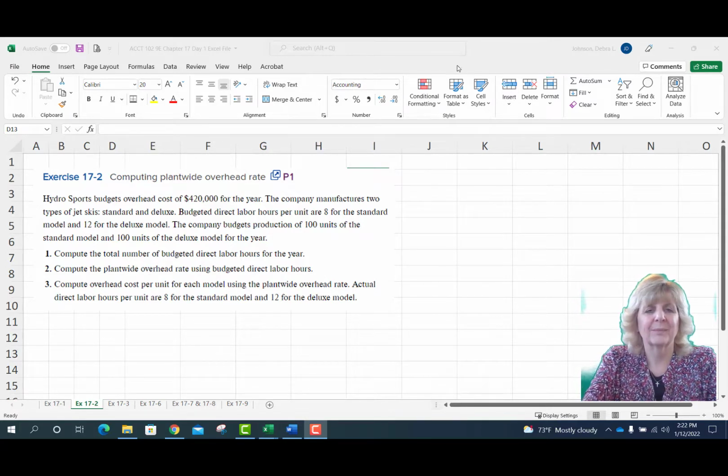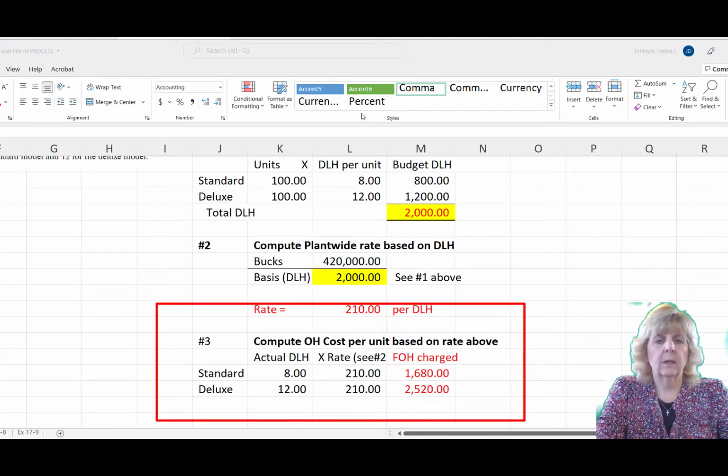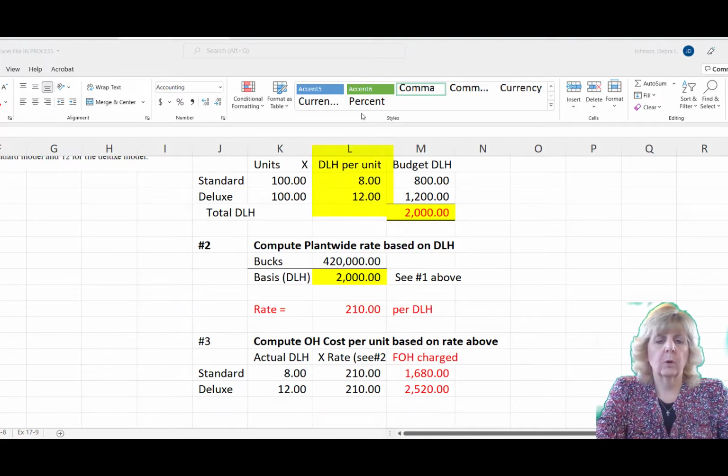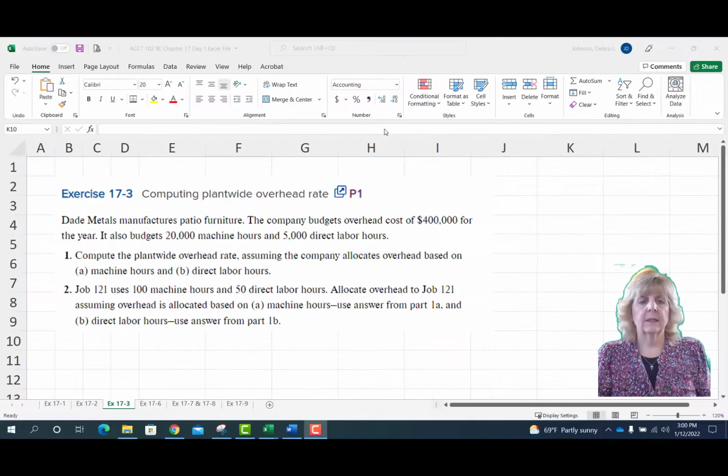Here's the solution for requirement 3. It is computed by giving the actual direct labor hours per product, standard and deluxe, multiplied by the same rate of $210 per direct labor hour that we computed in requirement 2. Take a moment to review the solution, compare it to yours, and make sure that if you have any questions, you reach out. The next exercise gives us more practice with the single plant-wide rate.